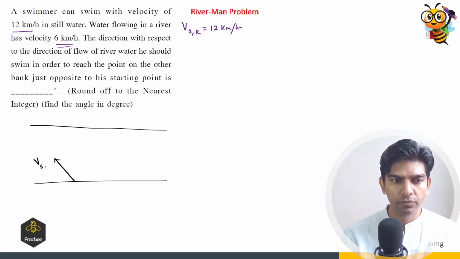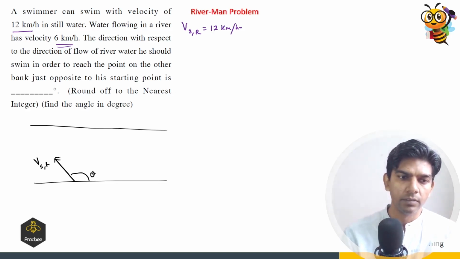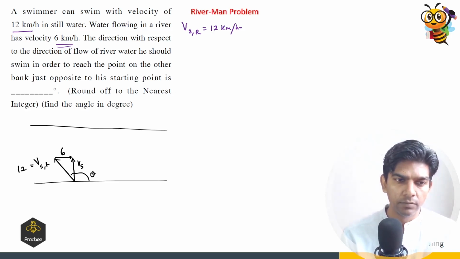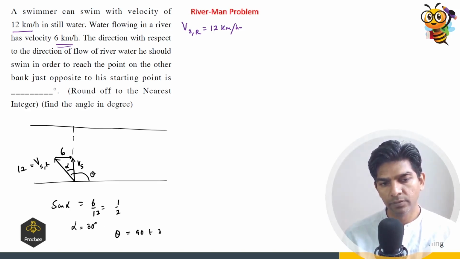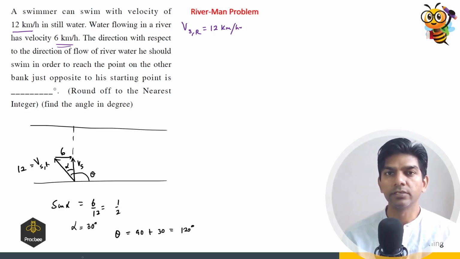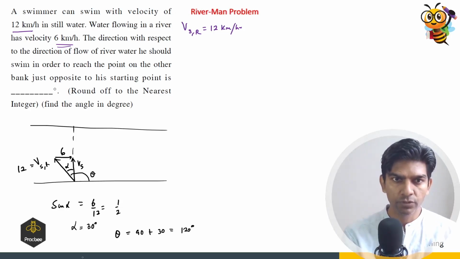This will be the velocity of the swimmer with respect to river, and this angle is theta, and this is the velocity of the river, which is given as 6, and that will be the velocity of the swimmer, and it is given as 12. So this angle is alpha, let us say. So sine alpha will be 6 by 12, that will be 1 by 2. So alpha is 30 degrees. So theta will be 90 plus 30, so that will be 120 degrees. So 120 is the answer of this question.